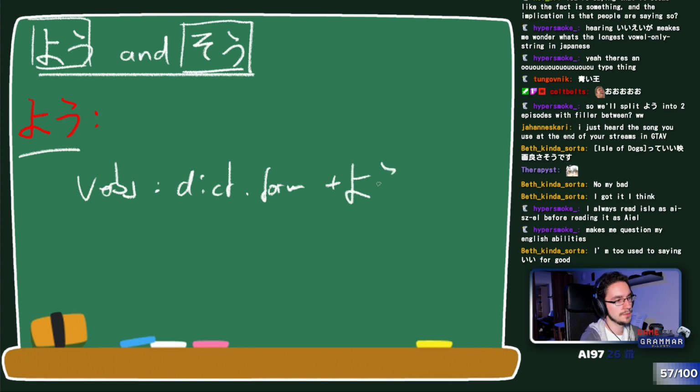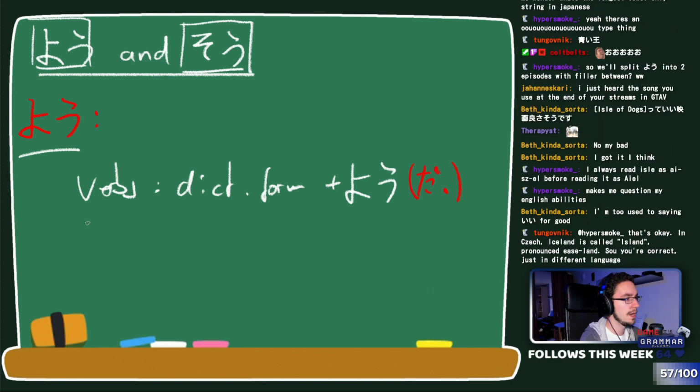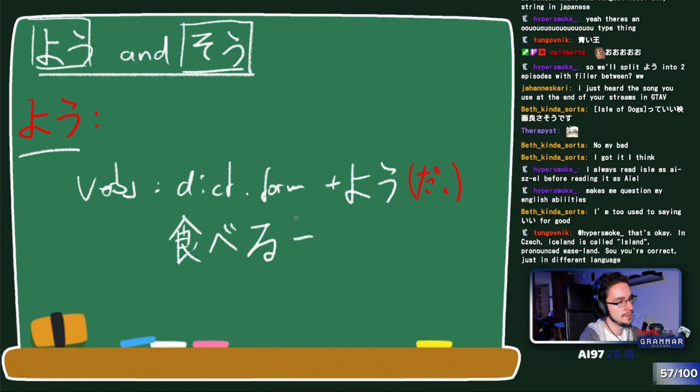Once again, you can often also say yoda. That's just the same here. The difference between saying soda and yoda is that adding the da is the same. It's just if you want to finish the sentence, make it more declarative, stuff like that. So the da works the same. Same for this as well. So an example would be simply taberu you desu.